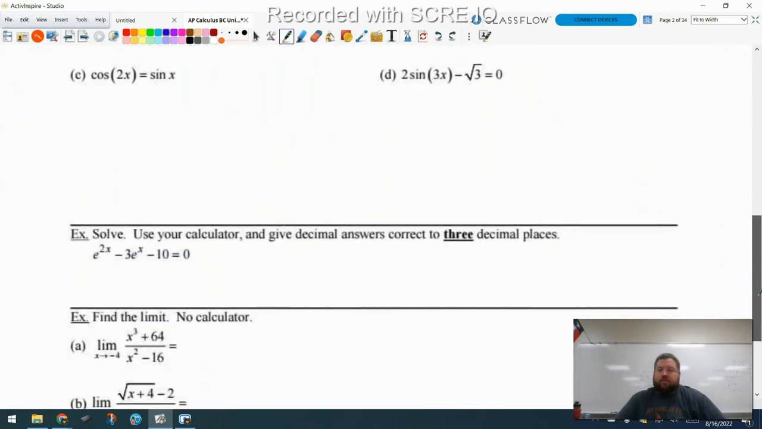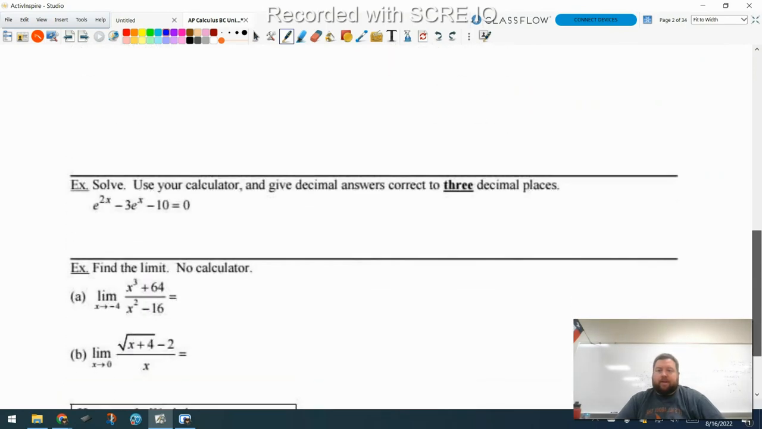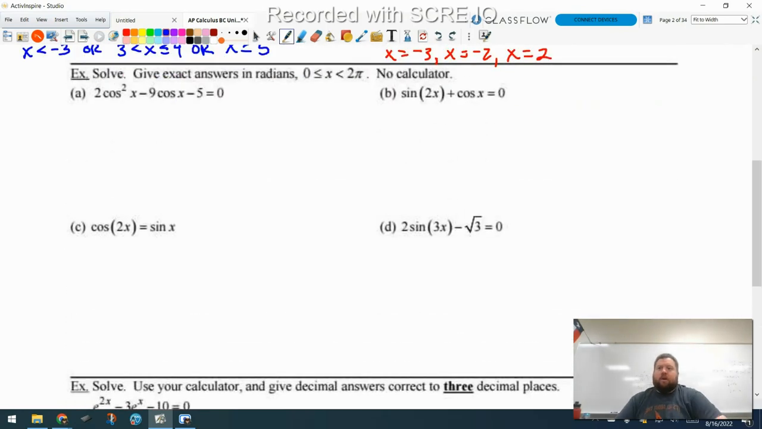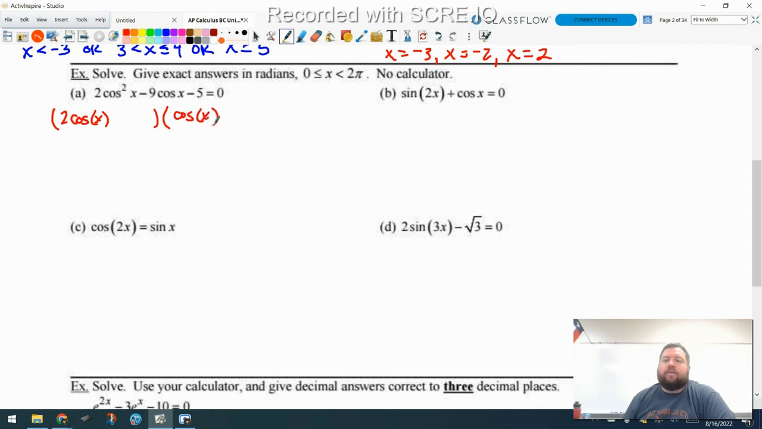All right, we're going to do a little trig here, and then we'll finish up with an exponential and some limit problems. All right, so trig questions. We're still really doing algebra, it just has trig in there instead. So this is a quadratic equation, 3 terms, squared, first power, constant. So we're going to factor 2 cosine x times 1 cosine x. If you multiplied those together, you would get 2 cosine squared. All right, now we need two terms that multiply to negative 5 and add up to negative 9.